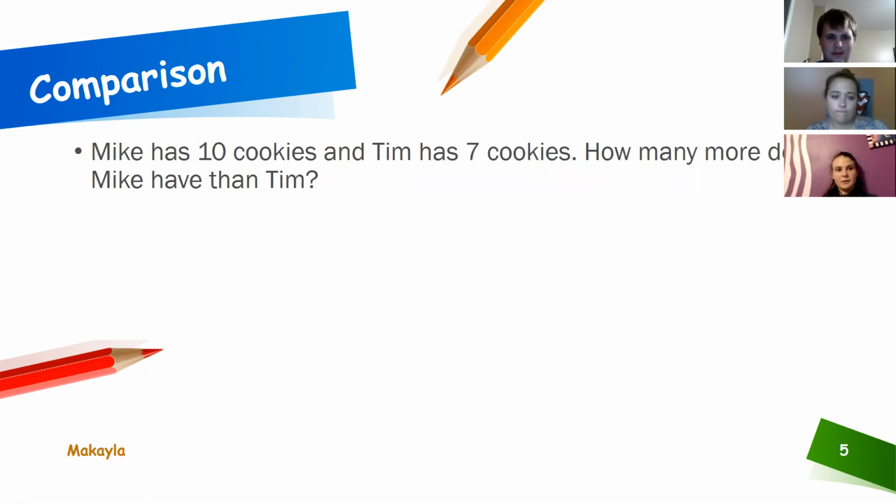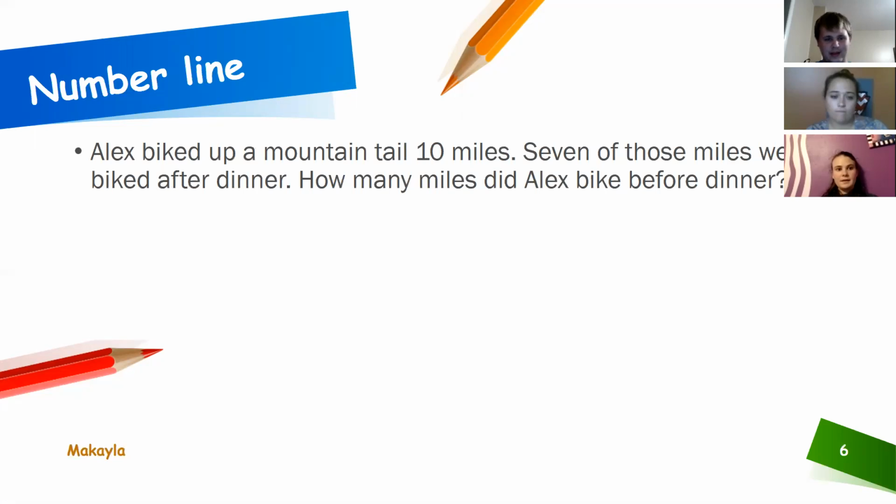The comparison model. Mike has 10 cookies and Tim has 7 cookies. How many more does Mike have than Tim? Number line or measure model. Alex biked up a mountain trail 10 miles. 7 of those miles were biked after dinner. How many miles did Alex bike before dinner?